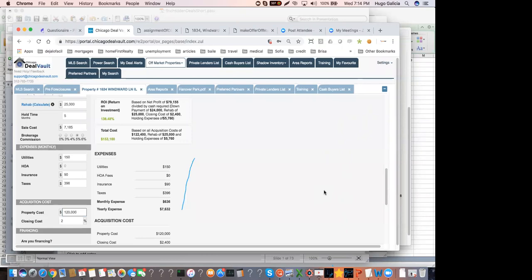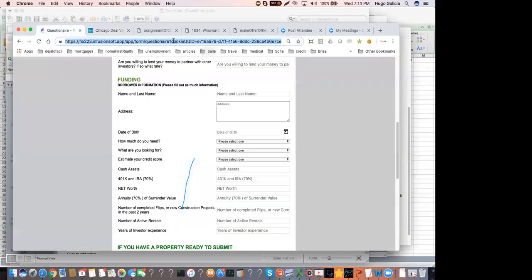So send us the address, send us the details, and then we're going to do a blast email to the network of members of Chicago Deal Vault. And then believe me, you're going to have a partner for it. Okay, so the question is, where is the questionnaire? What I'm going to do now is send you all this link to fill out in the chat. I'm going to send it to everyone on the line right now. Okay, I just sent you the link.